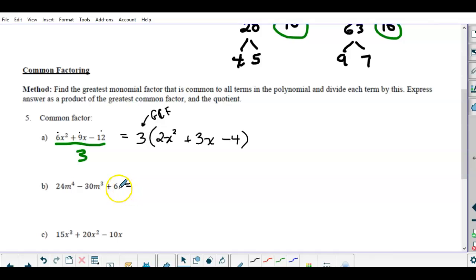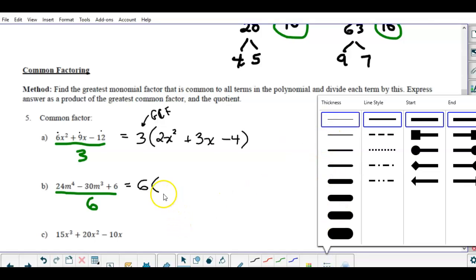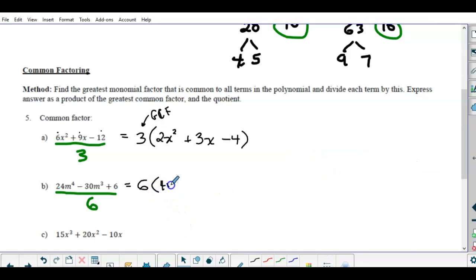Okay? So the next one, 24, 30, and 6. Well, check. Always look at the smallest number. Does it go into the other ones? And it does. So 6 is going to be your greatest common factor because there's not m's in all of them. So now 24 divided by 6, I'll show my work here. So really what we're doing is dividing by 6. And you're going to get 4m to the 4th minus 5m cubed. And 6 divided by 6 is 1.